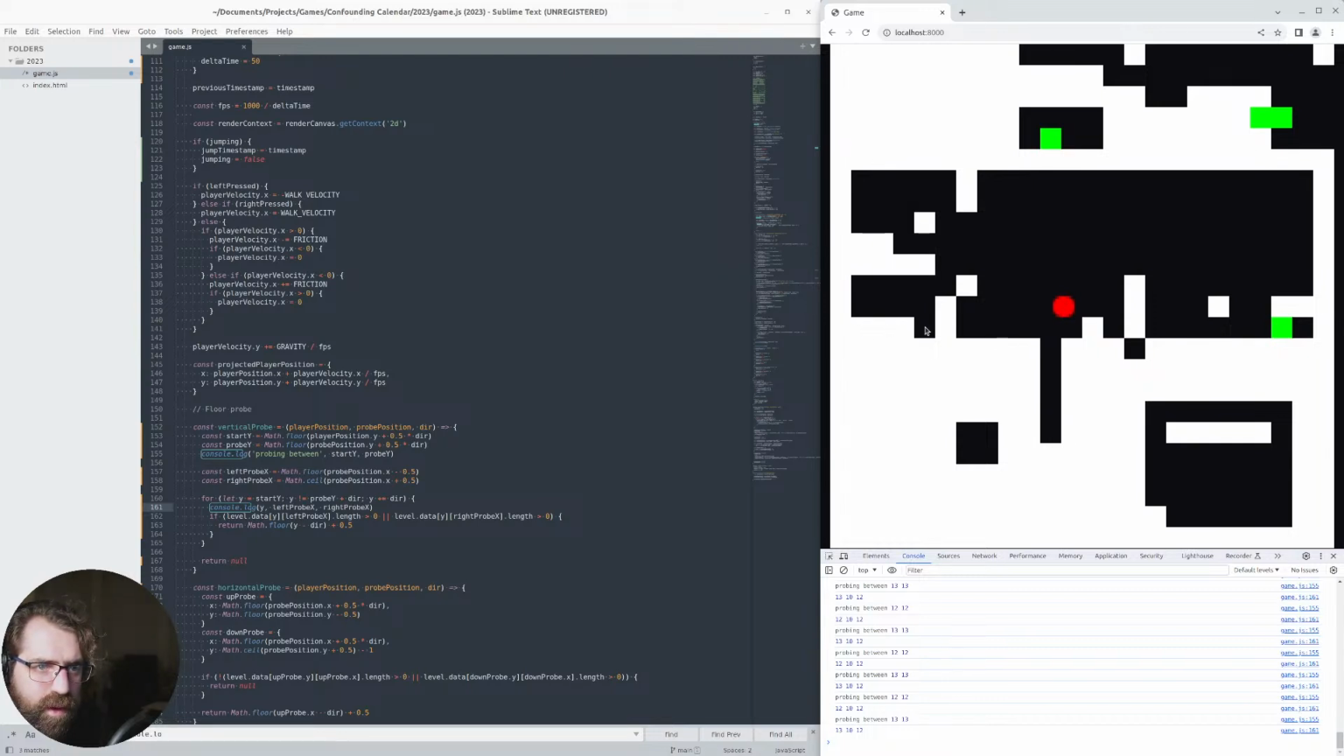0, 1, 2, 3, 4, 5, 6, 7, 8, 9, 10, 11, 12. It's checking that one. Why is that happening? Right probe X, probe position X plus 0.5. Probe position X should be like just down a bit. Plus 0.5 should be there.